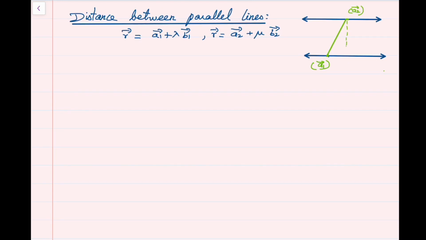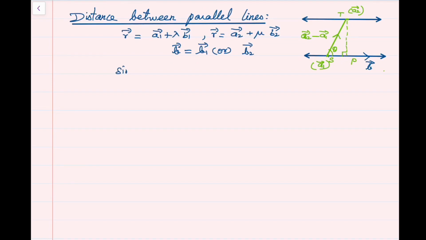Join these two points and complete the triangle TPS, and let this angle be theta. Vector ST will be vector A2 minus vector A1. As the lines are parallel, vector B1 will be parallel to vector B2. They are proportional. Therefore, let us take vector B as either vector B1 or vector B2.